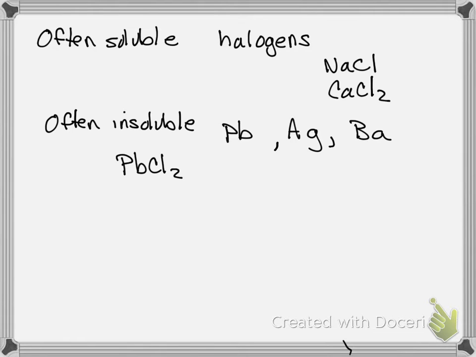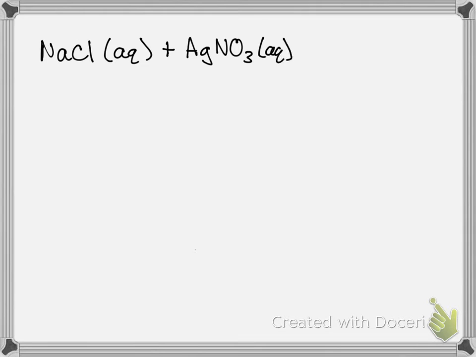Okay, let's try an example of writing a net ionic equation. So let's do a simple one first here. So if I have sodium chloride, I know that is going to be an aqueous solution because it is soluble. It contains the sodium ion, done. Silver nitrate, that is also going to be aqueous because, not because of the silver, but because of the nitrate.